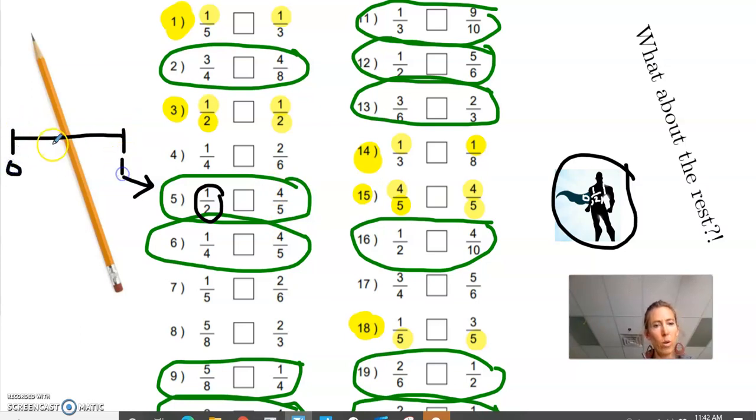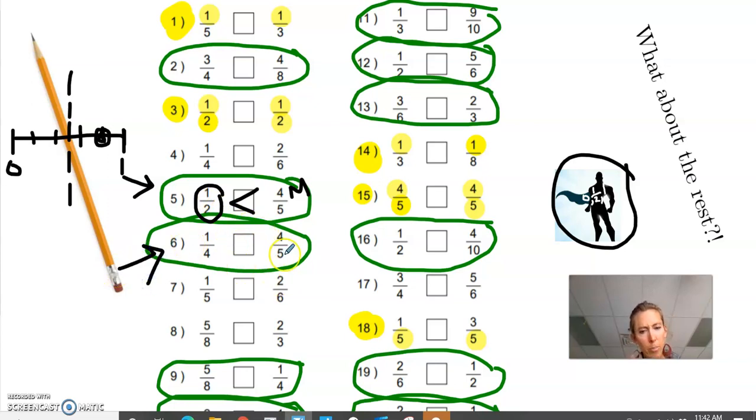So here's 0 to 1, cut it up into fifths. 1, 2, 3, 4, 5. There's 5 parts. And halfway is going to be like right here. 4/5 is right here. 4 of the fifths. That's more than half. Here's more than half. So that guy's going to be more than the half. Cha-ching.